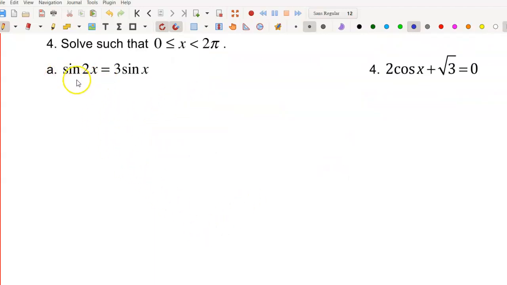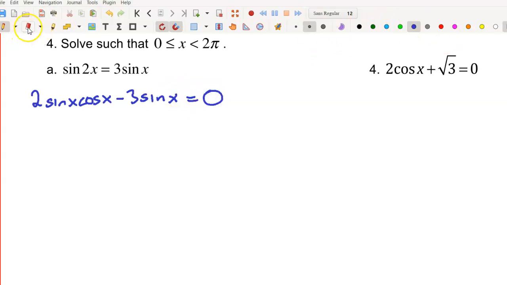If you had your trig paper, you had sine of 2x, you could see that that's equal to 2 times sine of x cosine of x. And there is only one identity for sine of 2x. There's 3 identities for cosine of 2x, but only one for sine. I'm also going to get this equal to 0, so I'm going to subtract 3 sine x on both sides.